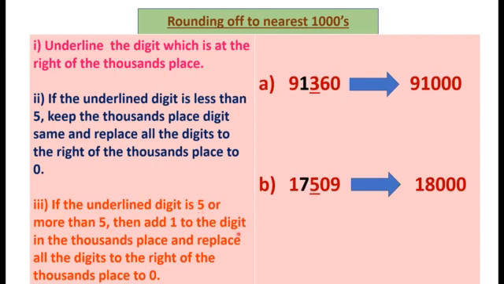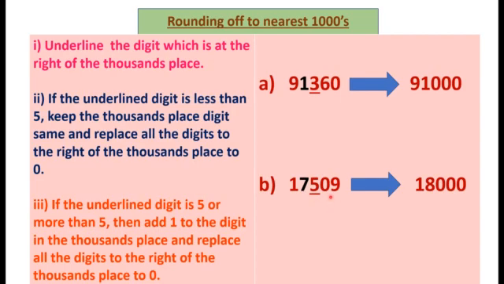Okay, then what we have to do? We have to add 1 to the digit in the thousands place. So we have to add 1 to 7. So 7 plus 1 will give you 8 here, and we have to replace all the right hand side digits which are coming at the right hand of thousands place.